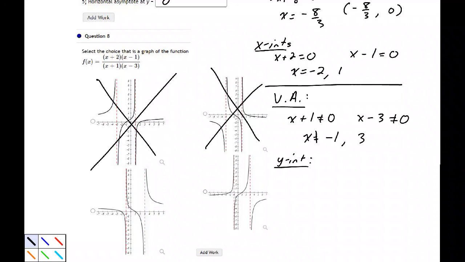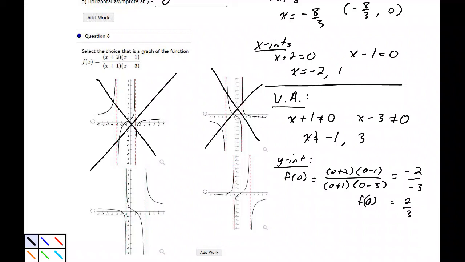Y-intercept will be finding f of 0. So in my function, I'm going to have in my numerator 0 plus 2 quantity multiplied by 0 minus 1 quantity. My denominator is x plus 1, so it'll be 0 plus 1 quantity multiplied by 0 minus 3 quantity. My numerator will be 2 times a negative 1, so that's negative 2. Denominator will be 1 times negative 3, that is a negative 3. So my y-intercept is positive 2/3. F of 0 is that, so that's 0, 2/3.